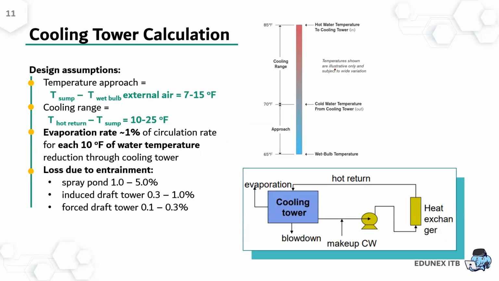Okay, so moving on to the next topic, the cooling tower calculations. In the cooling tower industry, usually the desired temperature is referred to as the cold water temperature, due to the fact that it is cooler than the water entering the tower. So here we have two terms that we need to pay attention to: the temperature approach, and the range, or cooling range.